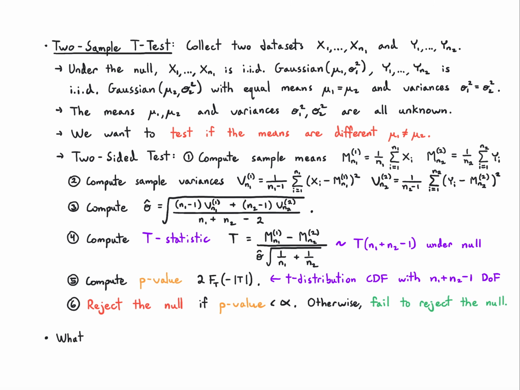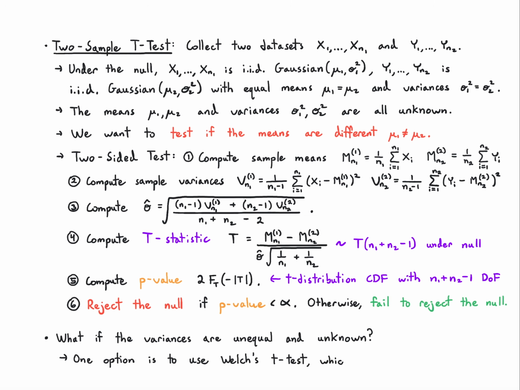So what if the variances are unequal and unknown? Of course there are ways to deal with this. They're just a little beyond our scope. One option you might see out there is to use something called Welch's t-test. You could look that up. It's beyond our scope.